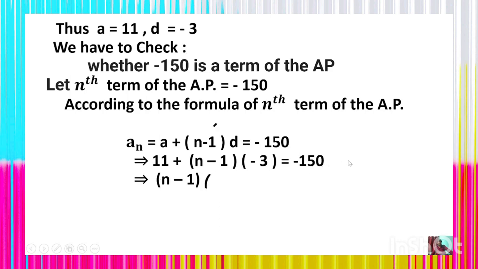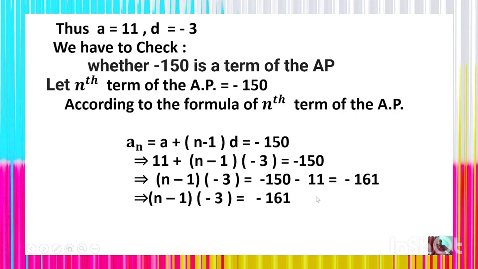Yes, right? Now n minus 1 whole into minus 3 is equal to minus 150, and this plus 11 will be transposed to the right hand side. It will be minus 11, which is minus 161. Thus n minus 1 whole into minus 3 is equal to minus 161, right? And n minus 1 is equal to minus 161 divided by minus 3, which is 161 by 3. Thus we get n minus 1 is equal to 161 upon 3, right?